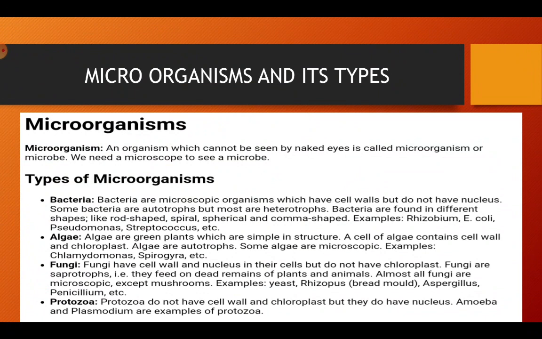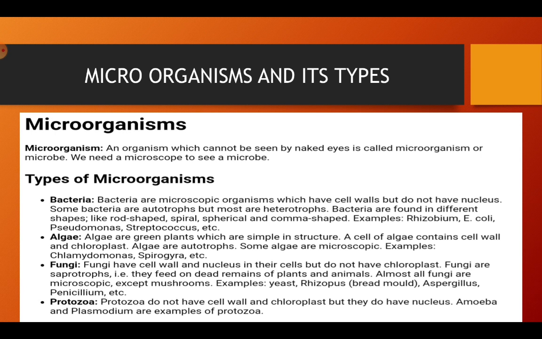So rod shape is a linear structure, spiral shape is a different type of structure where we see a small rod-like structure many times over. Then a spherical shape is round, and comma shaped is just like a comma. Examples of bacteria you need to learn are Rhizobium, E. coli, E. coli means Escherichia coli, Pseudomonas, and Streptococcus. Streptococcus full name is Streptococcus pneumoniae.